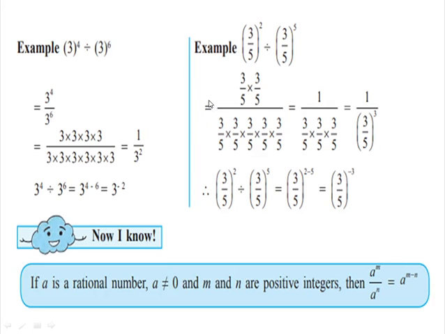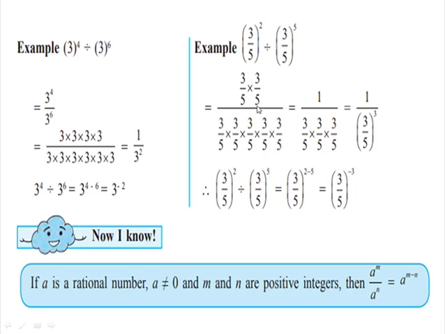Let us see one more example of the same type. Here the base is a rational number, that is 3 upon 5. 3 upon 5 whole raised to 2 divided by 3 upon 5 whole raised to 5. Now again the base is same, but the index of numerator is smaller than index of the denominator. Now we will write it again in numerator denominator form, that is 3 upon 5 raised to 2, that is 3 upon 5 multiplied 2 times in the numerator, and 3 upon 5 raised to 5, that is 3 upon 5 is multiplied 5 times in the denominator.